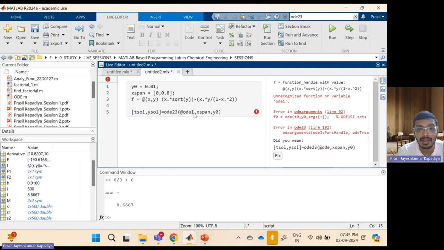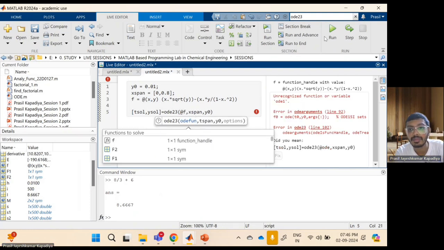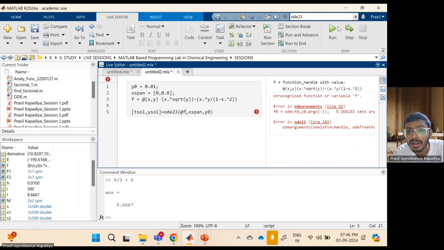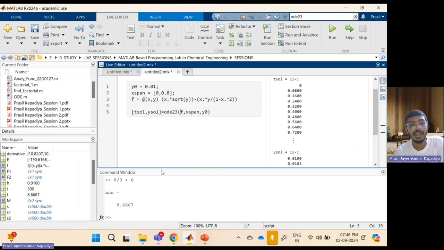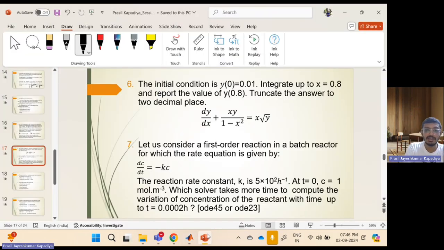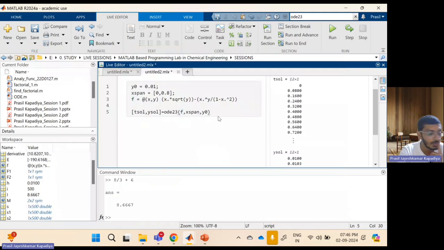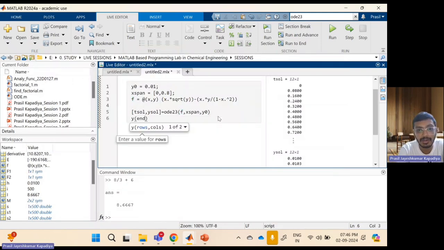Oh, yeah, here it is f, not ODE1. See, f, x span, y0. So see my answer. What is asked in the question is to integrate up to x is equal to 0.8 and report y of 0.8. So I just need my last solution. So I will write y of end. I just want to print y of n.